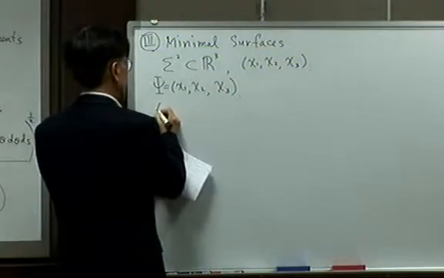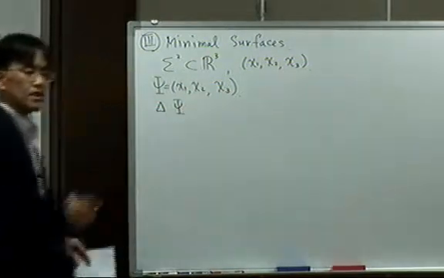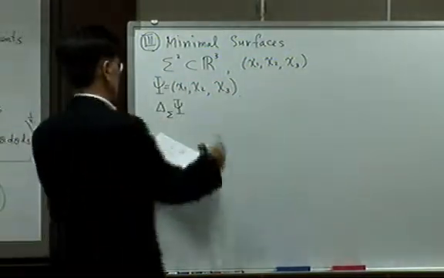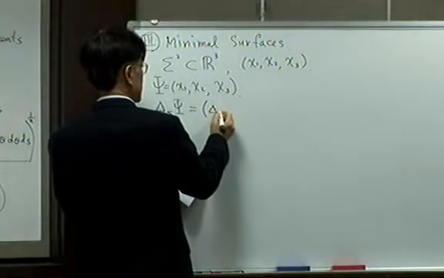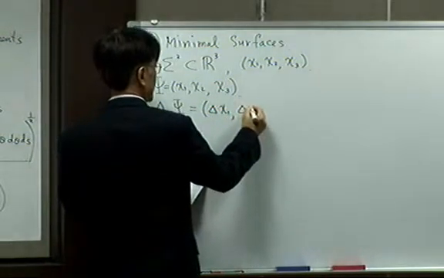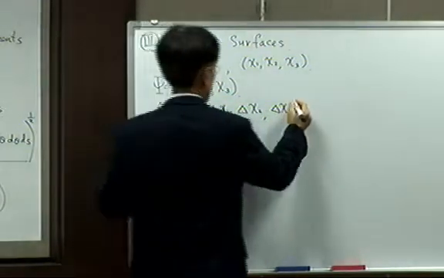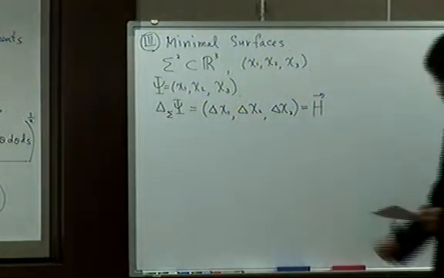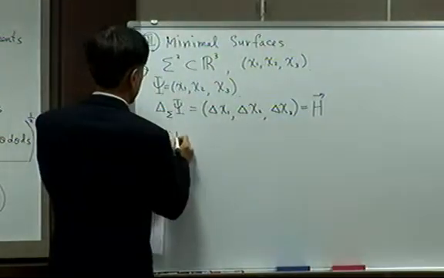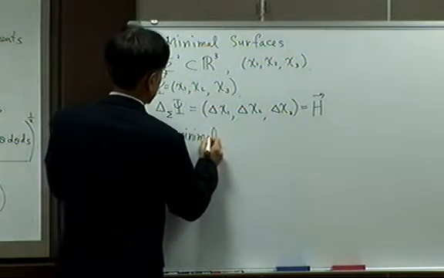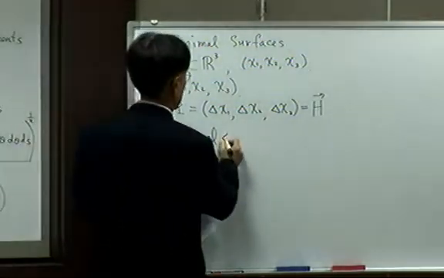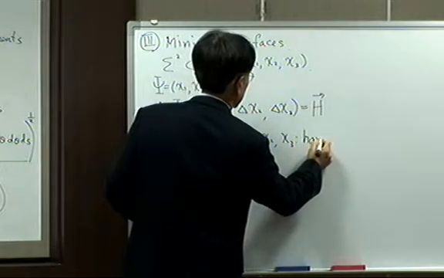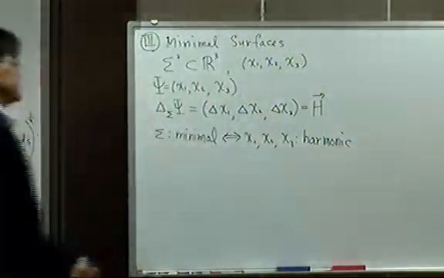Then the Laplacian of the immersion, this vector-valued function, over the intrinsic metric of sigma is equal to the Laplacian over sigma of x1, Laplacian of x2, Laplacian of x3, and this is known to be the mean curvature vector of the submanifold sigma. Okay? So if sigma is minimal, then the mean curvature vector vanishes. Therefore, rectangular Euclidean coordinates are all harmonic on the minimal submanifold, the minimal surface.